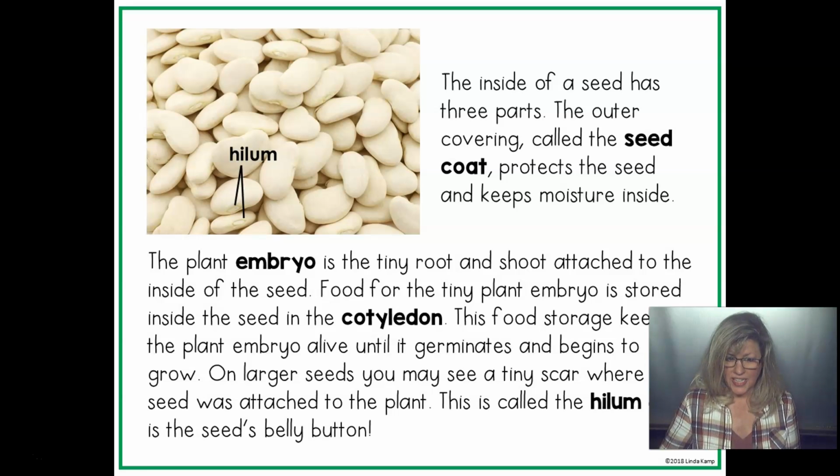On larger seeds, like this big bean seed, you may see a tiny scar where the seed was attached to the plant. This is called the hilum, and it's the seed's belly button. Do you see the belly buttons on these seeds? Look closely. Right here is that belly button.